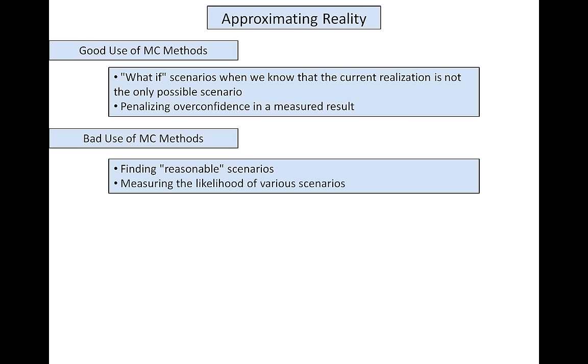Another bad use of Monte Carlo methods is measuring the likelihood of various scenarios. Monte Carlo methods take the likelihood as an input into the system. At some level, even if the likelihood is somewhat determined within the model, there's going to be some input that determines how likely each one of those scenarios is. From that perspective, Monte Carlo models do not tell you how likely each scenario is. They can only say, given certain assumptions, this is what you can see.